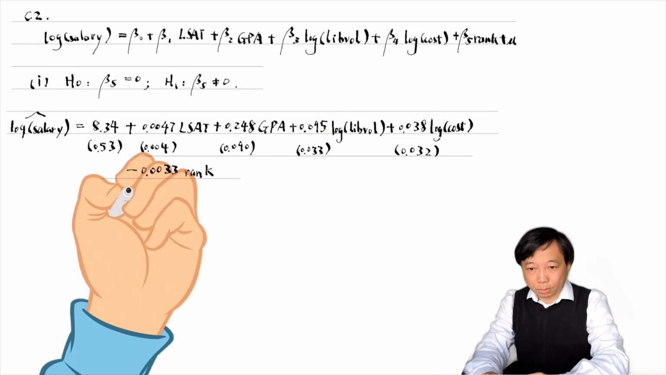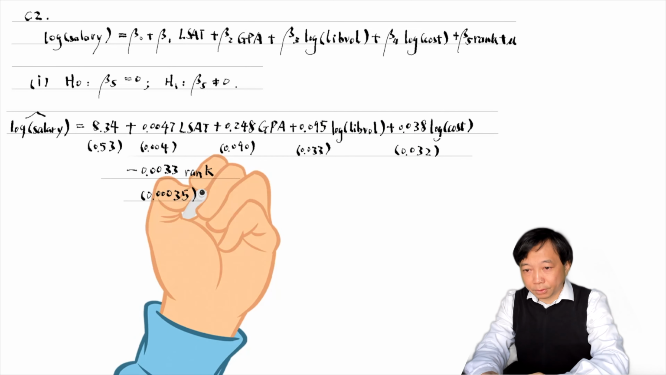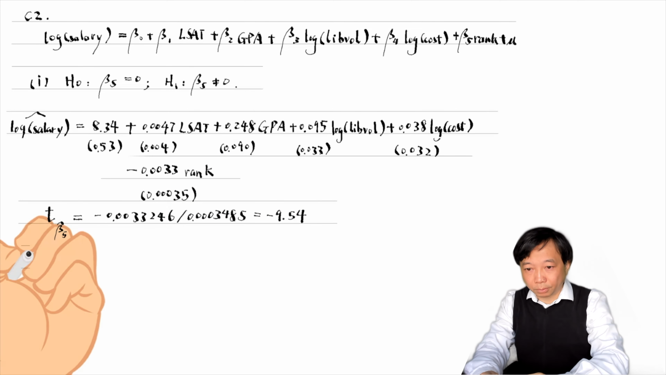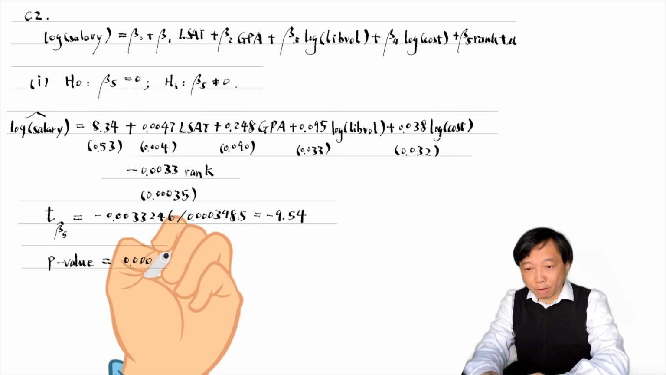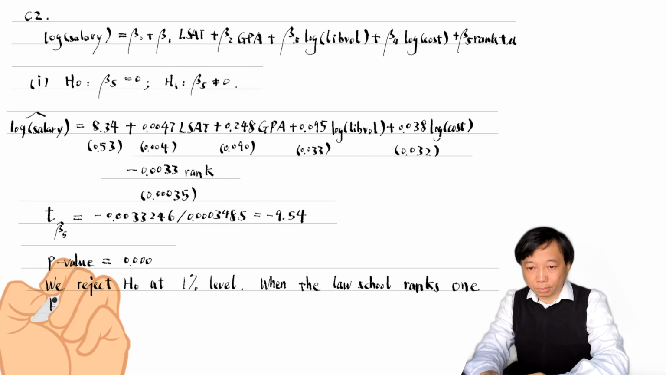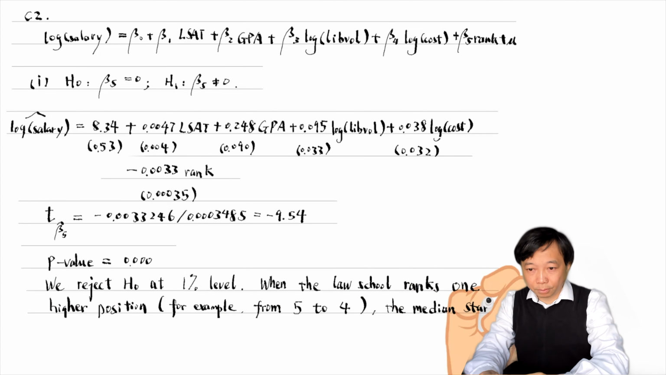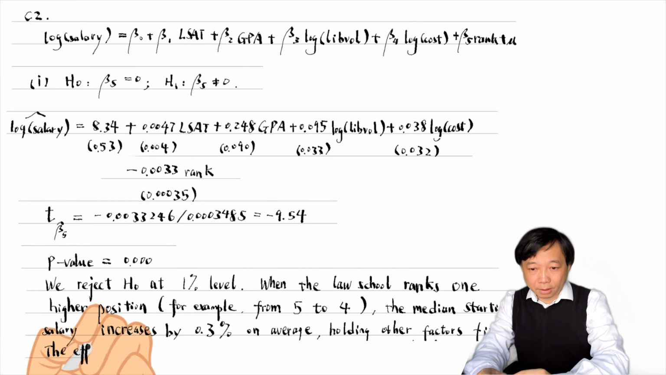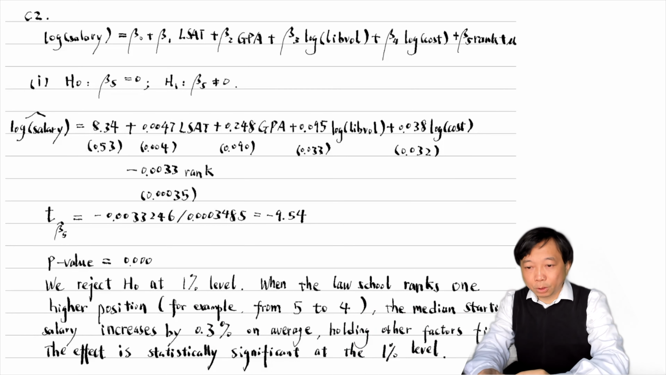From the result window, the t-statistic is minus 9.54 and its p-value is 0.000. We reject the null hypothesis at the 1% level. When the law school ranks one position higher, for example from position 5 to position 4, the median starting salary increases by 0.33% on average, holding other factors constant. The effect is statistically significant at the 1% level.